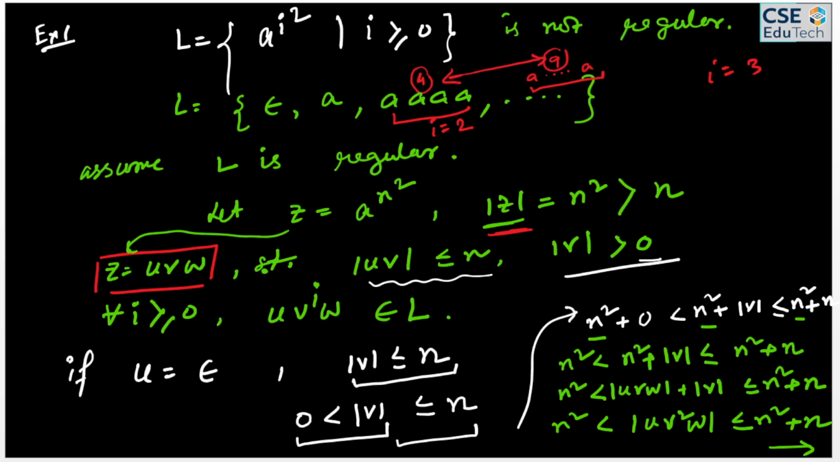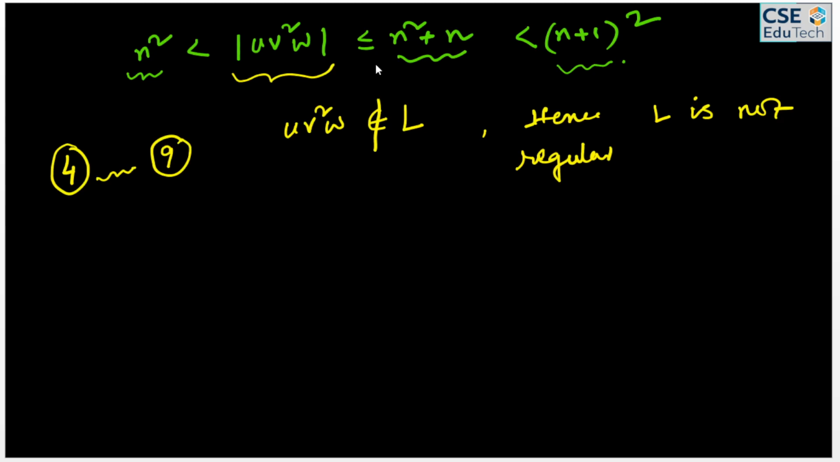But here it says that there is a string in this range, which is a contradiction, because u v^2 w does not belong to the language L. Hence we can say that L is not regular. So in this way there are other proofs also. So thank you.